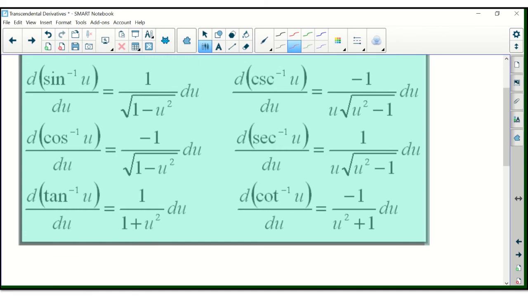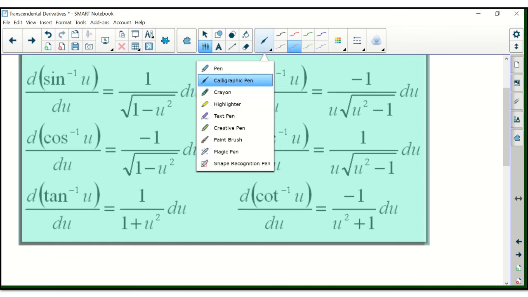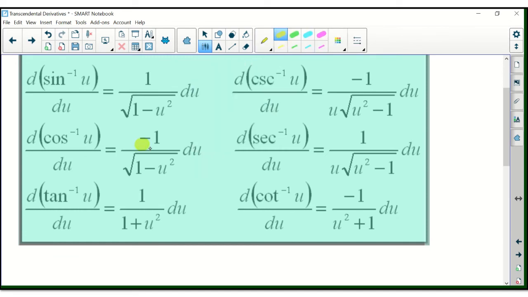There are the three negative ones, as I was pointing out. I'll highlight them here for you. Negative. There's another negative one there, and there's a negative one there. And it should not surprise you if you learned your differentiation rules for regular trig functions that your inverse trig functions that are negative are also the ones that start with the letter C. Inverse cosine, inverse cosecant, and inverse cotangent.